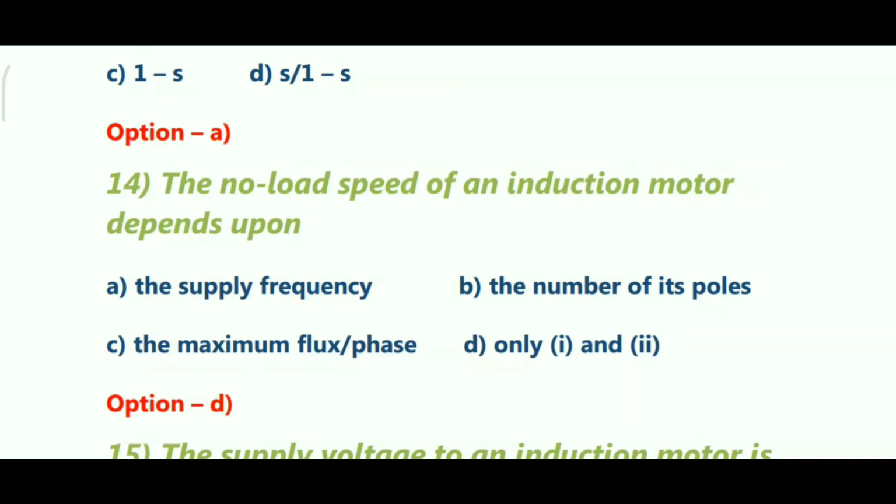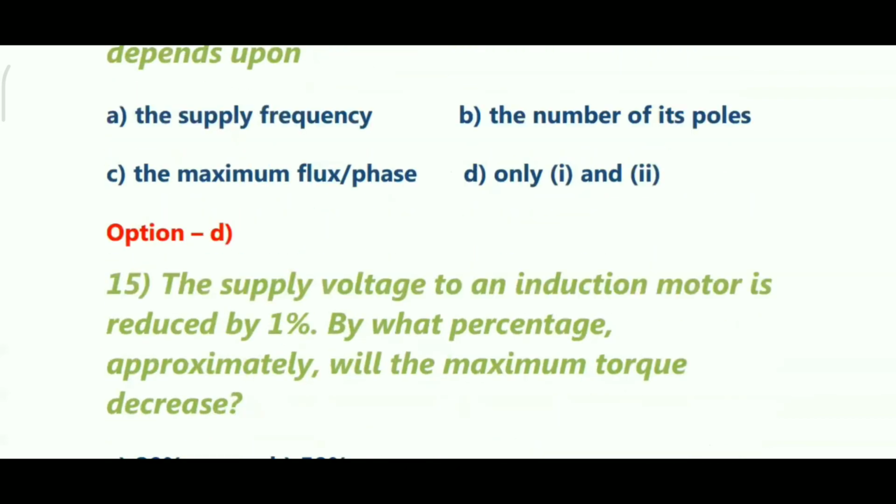Next question. The no load speed of an induction motor depends upon: option A, the supply frequency; option B, the number of its poles; option C, the maximum flux per phase; and option D, only 1 and 2. Okay, it means A and B. So here I would answer option D, only 1 and 2, meaning A and B. So the answer is the supply frequency and the number of its poles.